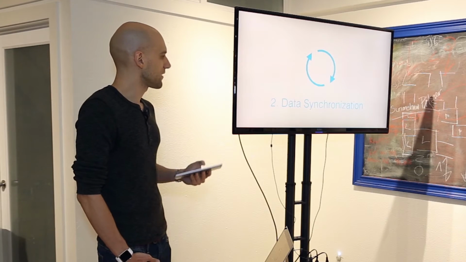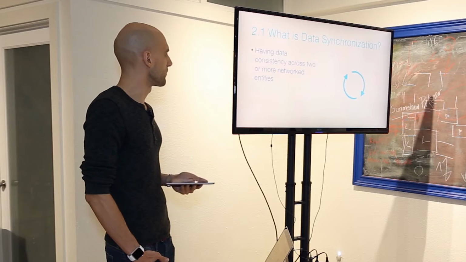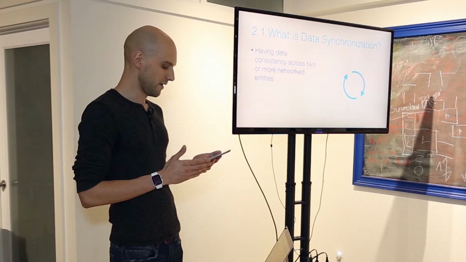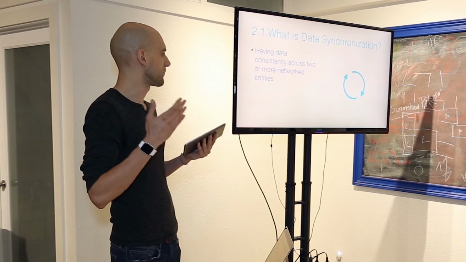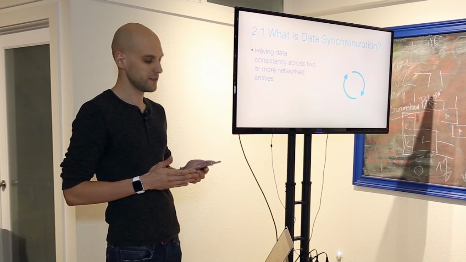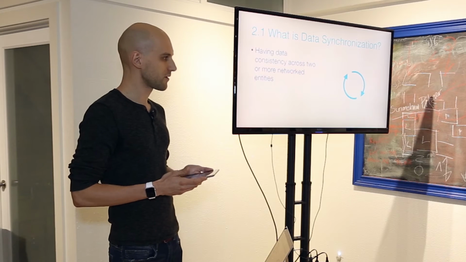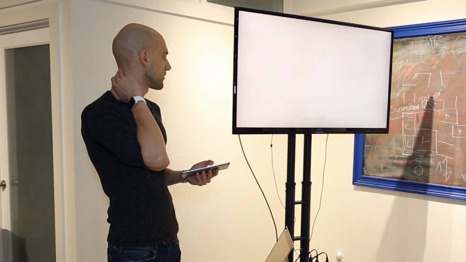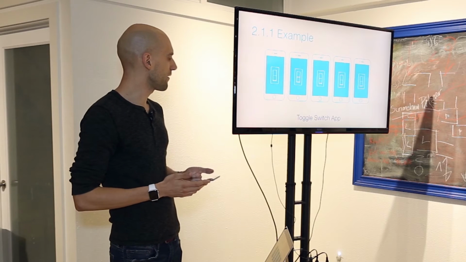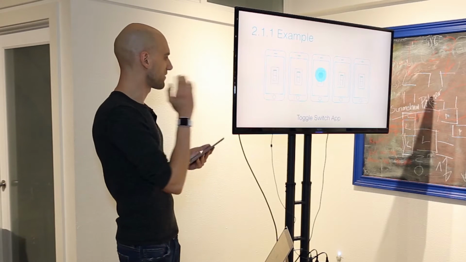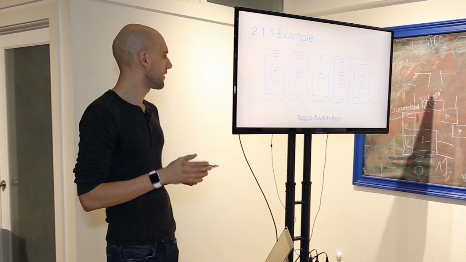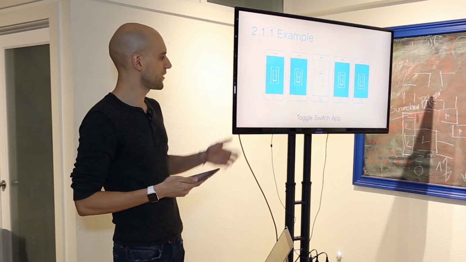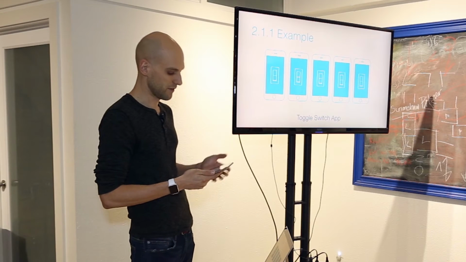So what is data synchronization? It's basically very simple. It's having data consistent across two or more network devices. And I just want to start with a very basic example of what data synchronization actually looks like. Let's imagine an app that's just a toggle switch app, right? If I've got 5 devices in front of me, if I flip that switch on one device, that change should propagate to all other 4 devices.